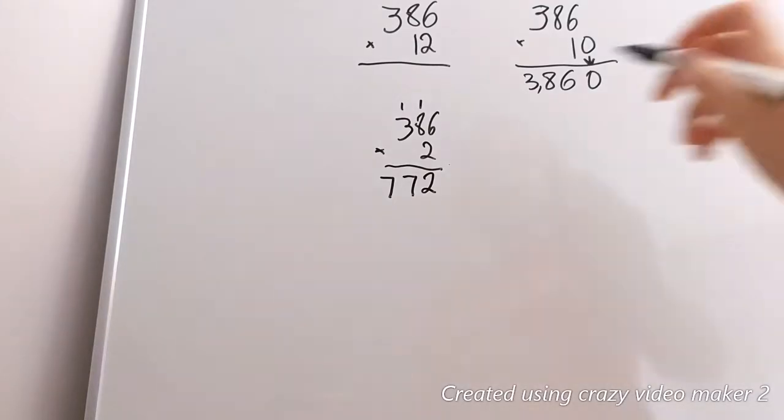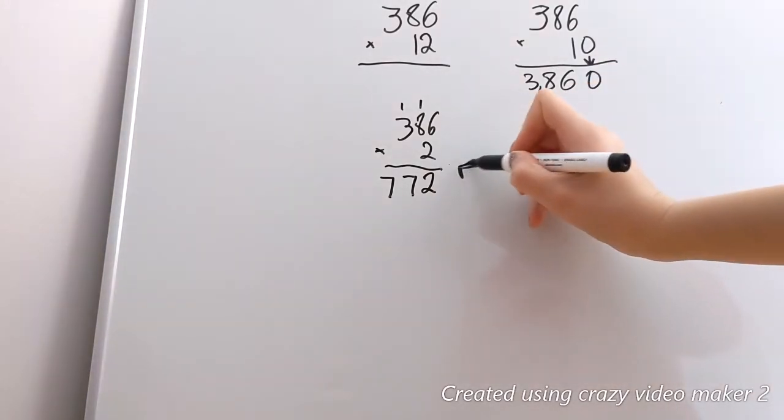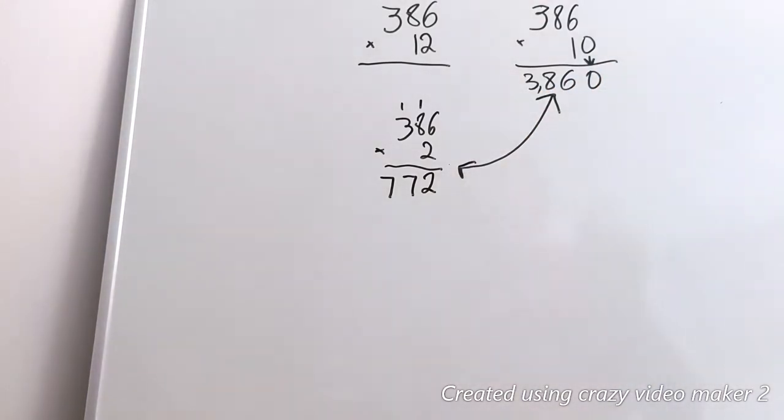We will add up those two numbers, the 3,860 and 772. We will add them up, and the sum will be our final answer for 386 times 12. So see how we broke them up? So let's add them up now.